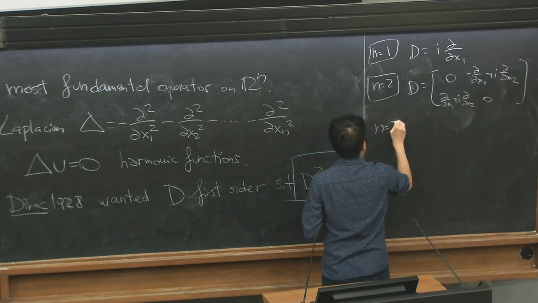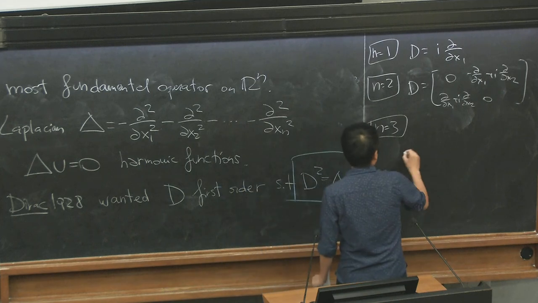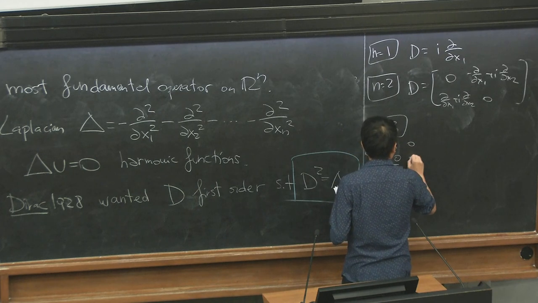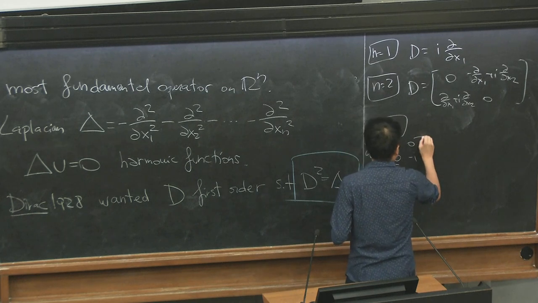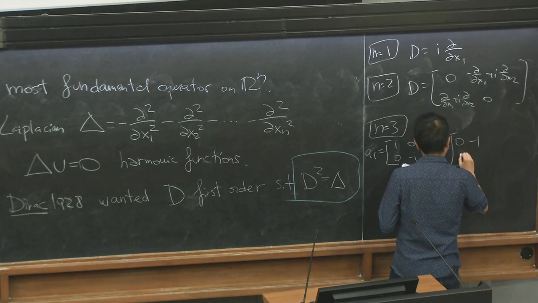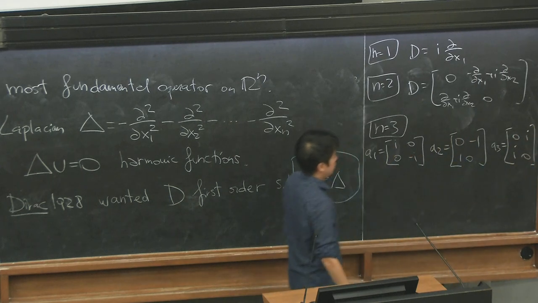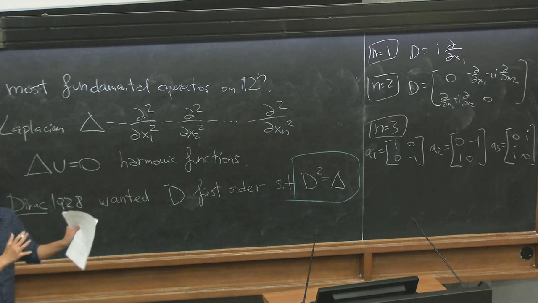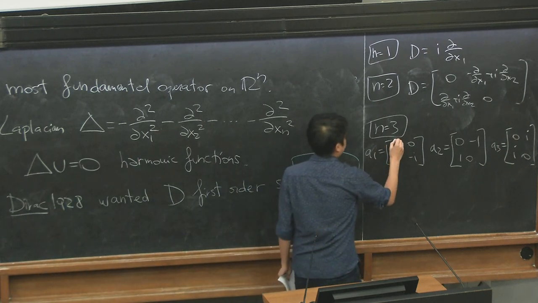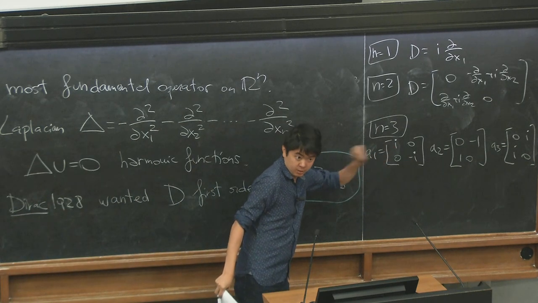And then if you want n equals 3, we go back to the famous Pauli matrices. You get A1 is i, 0, 0, minus i, A2 is 0 minus 1, 1, 0, and A3 is 0, i, i, 0. So this is a solution. Again, in 2 by 2 matrices, you can solve what we want. We wanted them to square to minus 1, so this does the job.